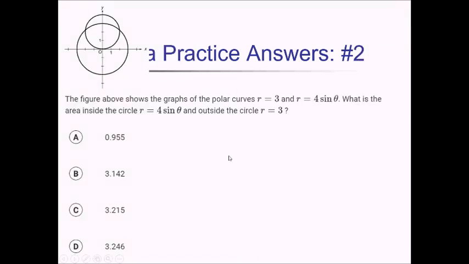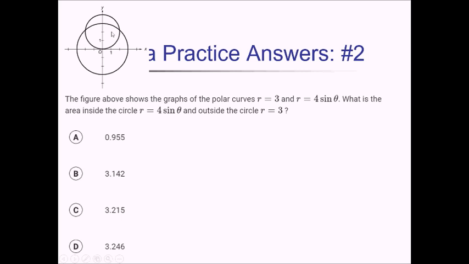For this calculator-based problem, we have a figure showing the graphs of r equals 3, which is the big circle here with the radius of 3, and r equals 4 sine of theta. That's this smaller circle up here. We want the area inside 4 sine of theta and outside r equals 3.